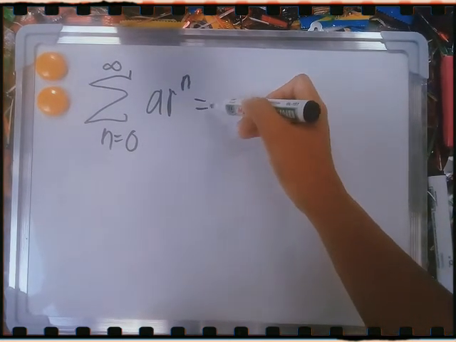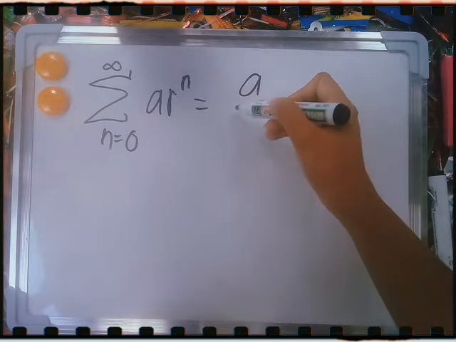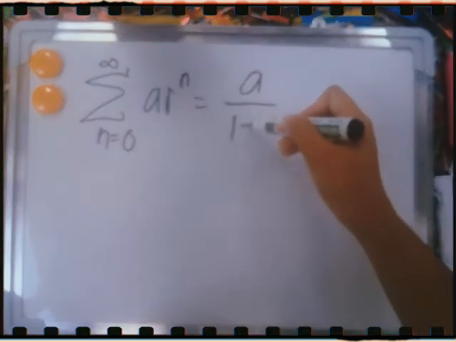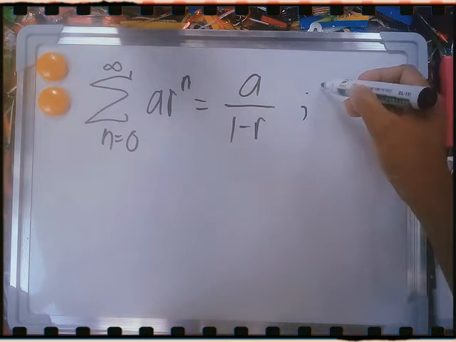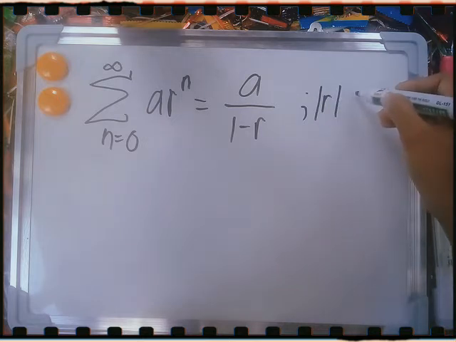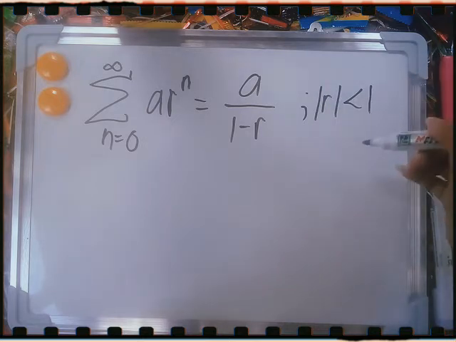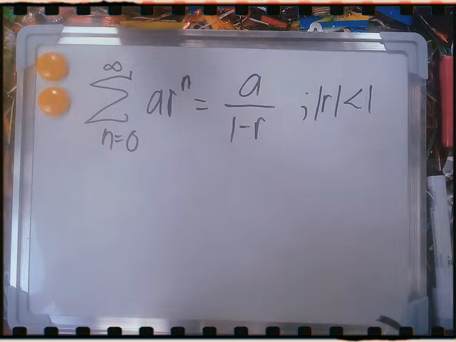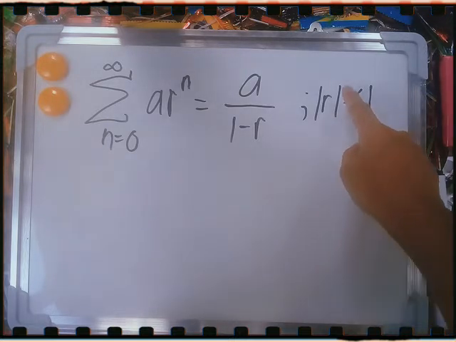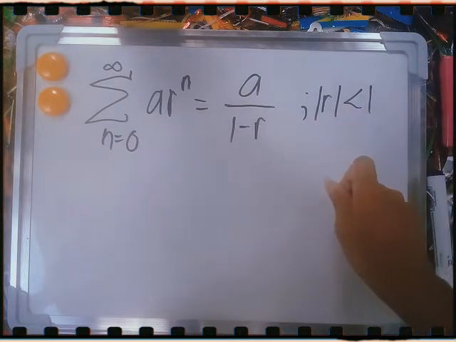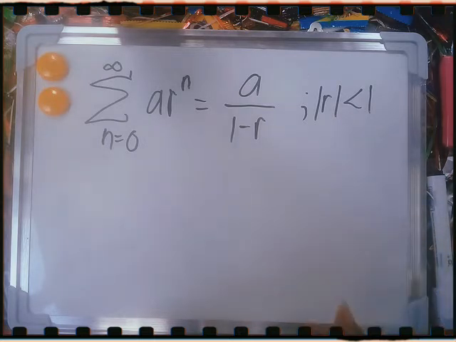And ito is equal to a over 1 minus r. So, geometric series yan where the absolute value of r is less than 1. So, kapag ito ang absolute value ng r is greater than or equal to 1, it will diverge. So, here, it will converge.